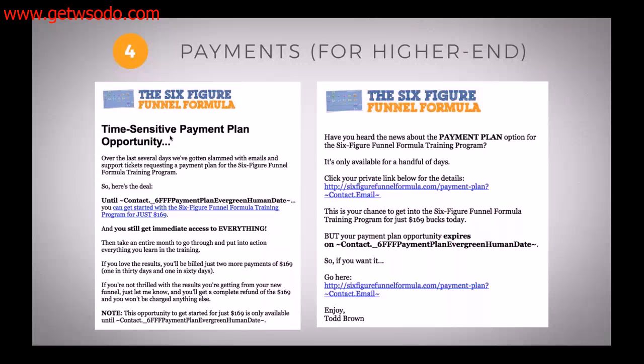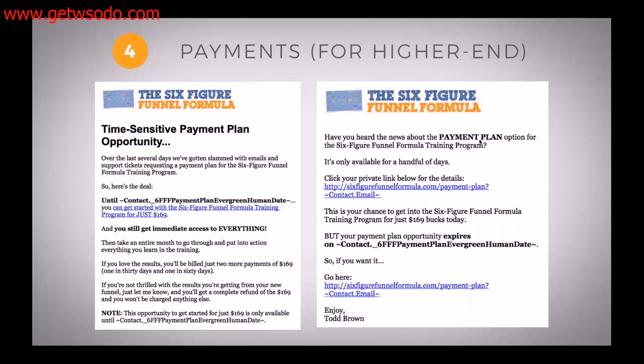But this is an example of the first email that went out over the last few days. So here's the deal. Until X date, you can get started for just $169. You still get immediate access to everything. You can take an entire month and go through it. If you love the results, you'll be billed, and if you're not thrilled, blah, blah, blah. This opportunity to get started is only available until this date, same date as up here.